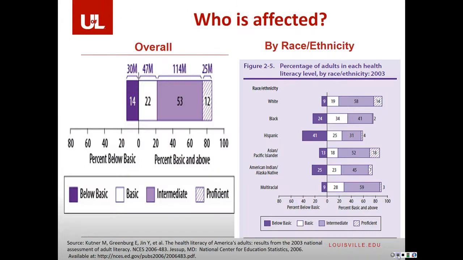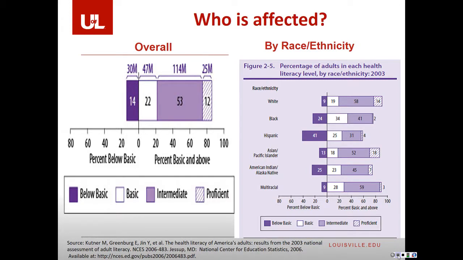Now you will ask, who is most affected by health literacy? The first chart on your left shows the overall literacy levels of Americans. As depicted, only 12% of American adults have proficient health literacy, versus 14% of individuals who have below basic health literacy. In other words, nearly 9 out of 10 adults, or 191 million Americans, may lack the skills needed to manage their health and to prevent disease.